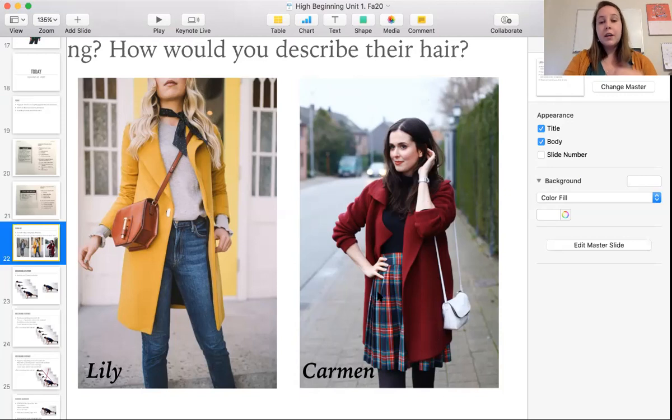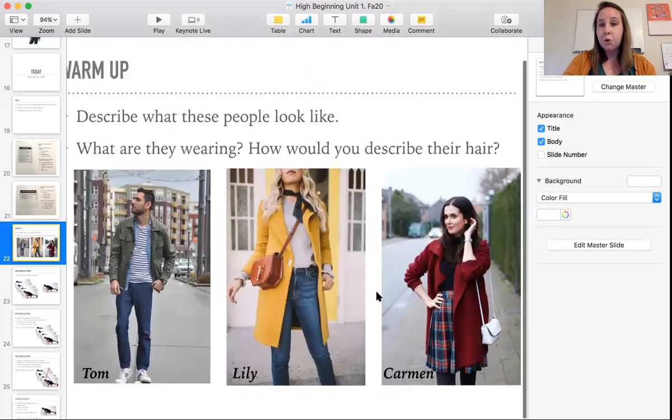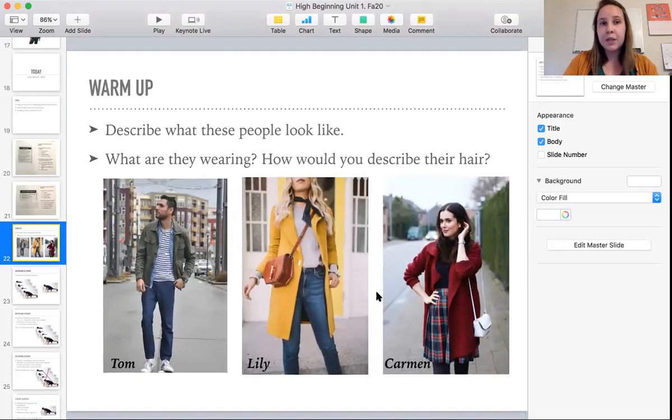Good, good. So if you had any trouble with that, review that. We will keep working on it. We'll be doing this throughout the unit, so you'll have lots of practice with describing people's appearance.